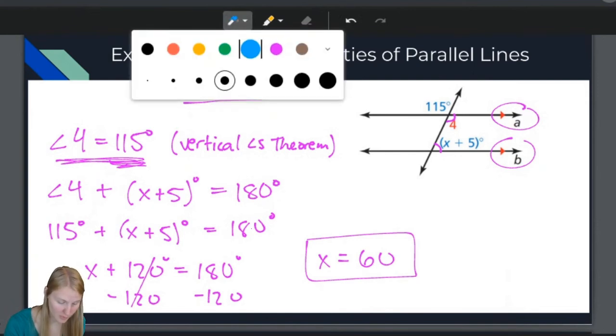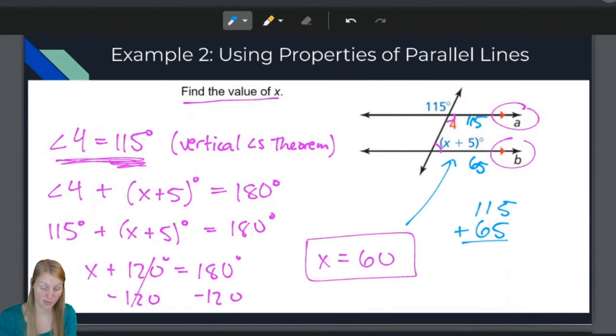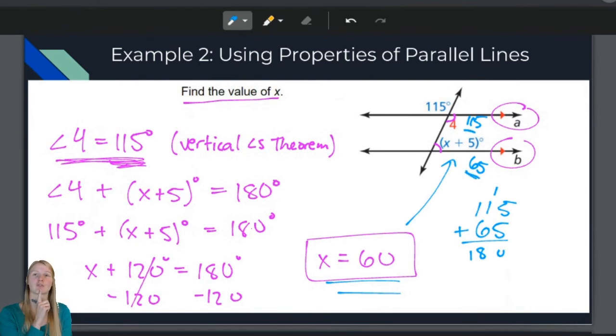And we can check our answer. Here, I'll do this in a different color. If I plug this in, I get 65 for this angle. And 4 was 115. 65 plus 115. This better be 180. Oh, and it is. So when we plug in x, we get 65, and 65 plus 115 is 180. So they needed to be supplementary, and they are supplementary. So yay for checking answers.